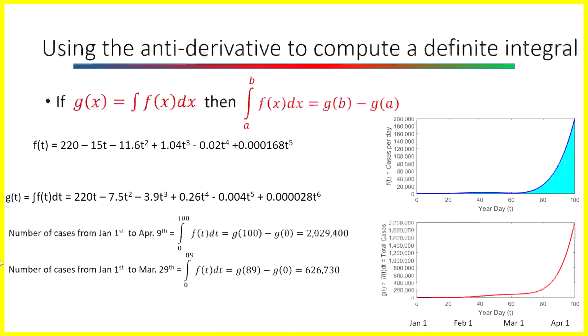Let's try to figure out how many new positive tests there will be in the week from March 29th to April 5th. For that, we'll compute the integral from 89 to 96 of f of t dt, which equals g of 96 minus g of 89, which equals 722,920. So that suggests that there will be more infections in the coming week than there have been throughout the entire year so far. That's a sobering thought, and the reason that epidemiologists are so worried about COVID-19.